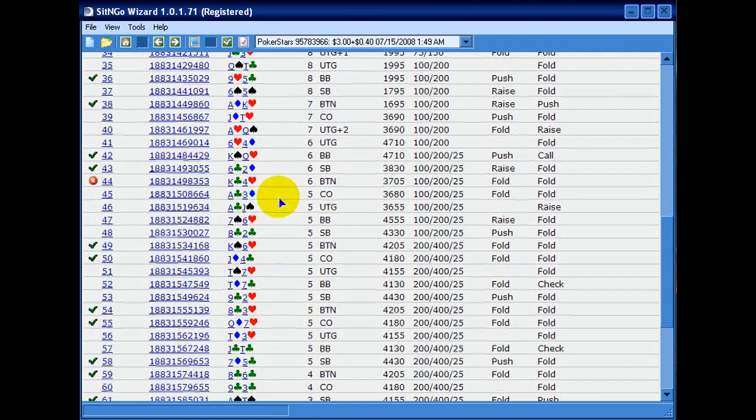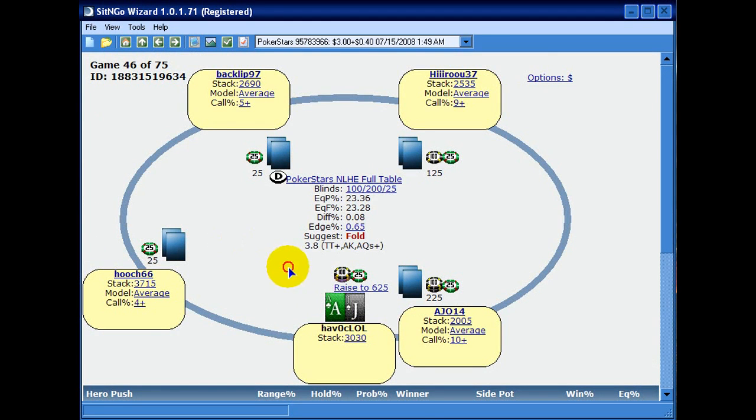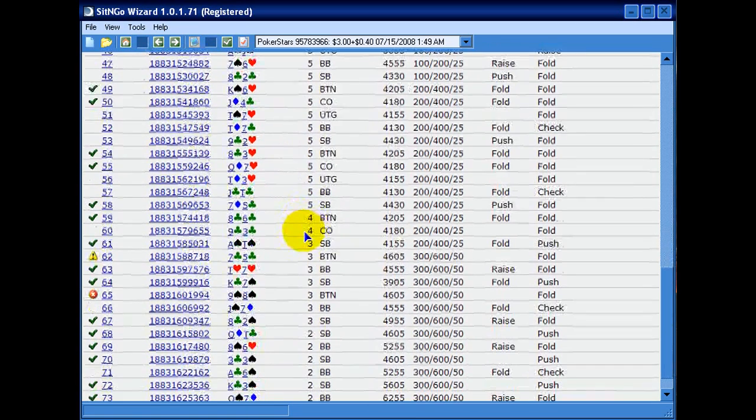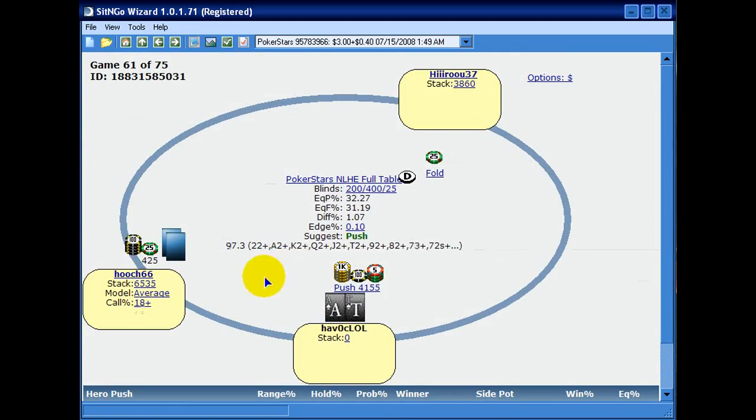Nothing really happens. We raise ace jack offsuit. I think we win a continuation bet from someone. Yep, we win the pot after taking it down with a continuation bet, and nothing really happens. We push ace 10 suited, which is a very standard push here. And once again, we can see that regardless of what his call range is, it's always plus dollar EV.